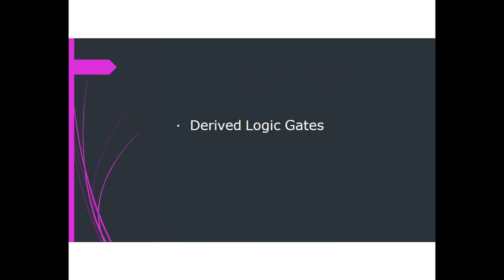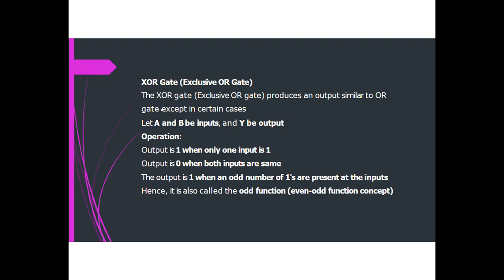So next one is the derived logic gates. That is the third type of logic gates. Here you can see the first one is the XOR gate. XOR means exclusive OR gate. You can represent it as XOR or EX-OR. EX is nothing but exclusive, so the expansion of XOR gate is exclusive OR gate.